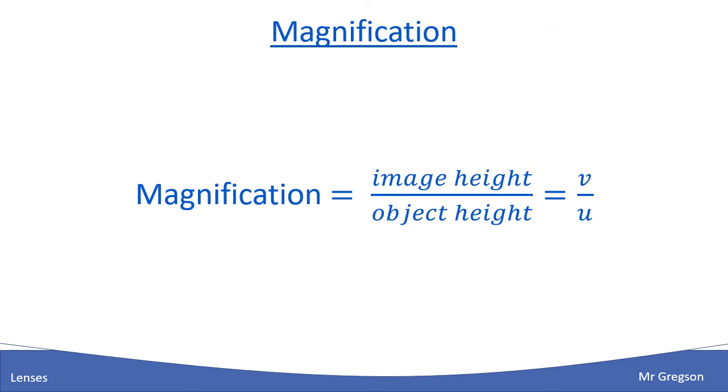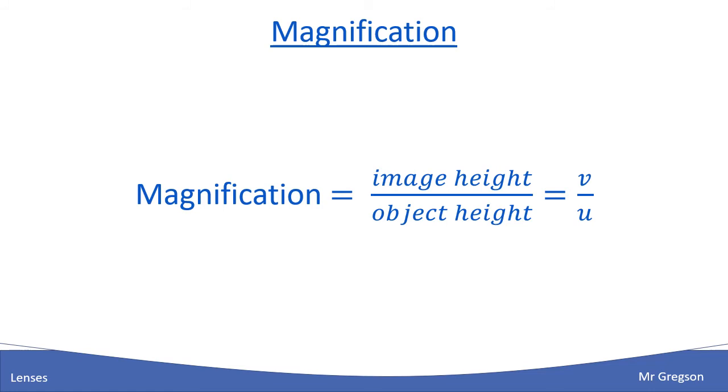Okay, so this is magnification. Magnification of a lens can typically be either side of 1. If it's less than 1, you're actually diminishing the object. If it's greater than 1, you're magnifying it. Now, it's the image height divided by the object height.